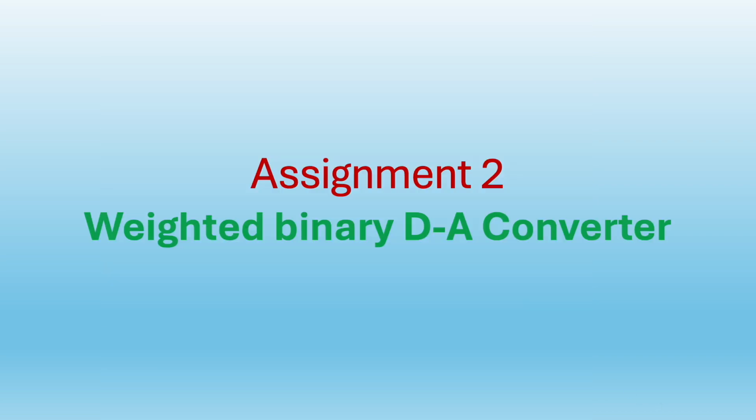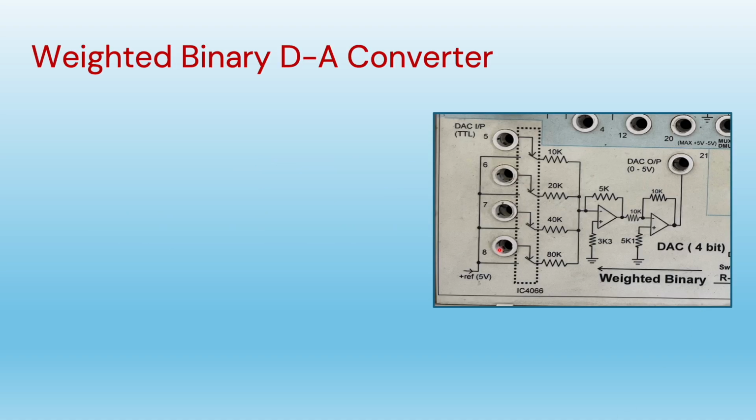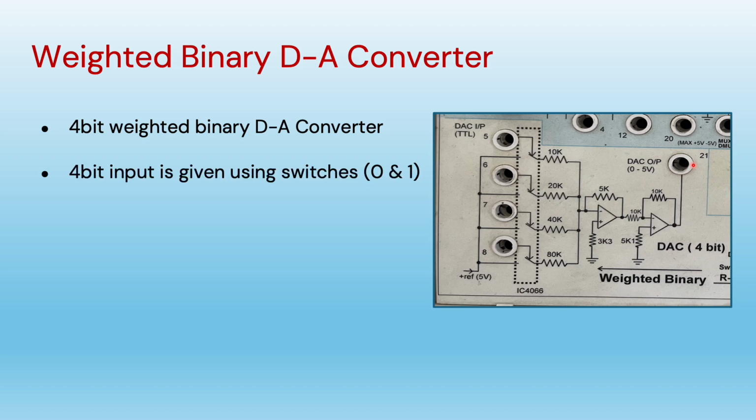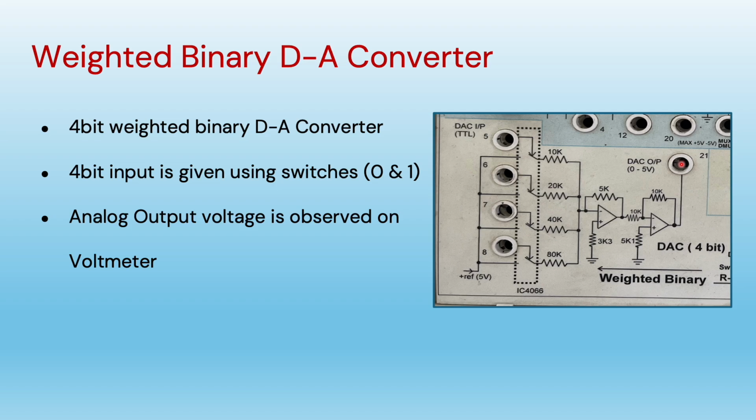The second assignment is weighted binary digital to analog converter. This is the circuit of weighted binary D2A converter where the 4-bit digital input is applied here and analog output is obtained at this point. The input is applied using switches as discussed in the previous slide. So we'll give either 0 or 1 through switches to these inputs, and the analog output is observed on the voltmeter that we have also seen in the previous slide. So for the change in the input sequence, we'll observe the analog output voltage.